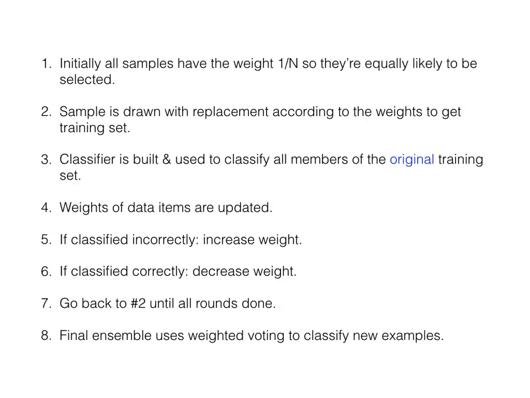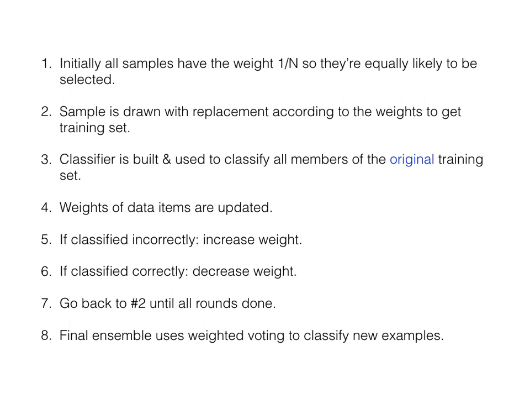So the algorithm looks like this. Initially, all of the samples have a weight of 1/n, so they're equally likely to be selected. Then a sample is drawn with replacement according to the weights to get the D sub t training set. Then we build a classifier, use it to classify all the members of the original training set, and then we update the weights based on whether the classifier was able to classify it correctly or not. So if the classifier wasn't able to classify it correctly, then we increase the weight, and if it was able to classify it correctly, then we decrease the weight. Then we go back to step 2 and draw another sample, and we keep on doing that until we've done enough rounds.